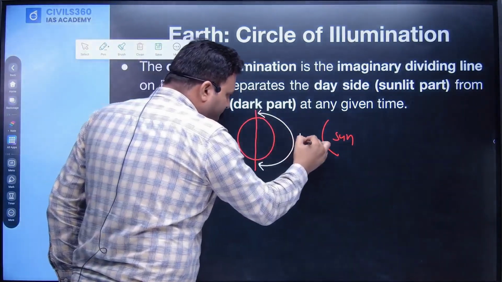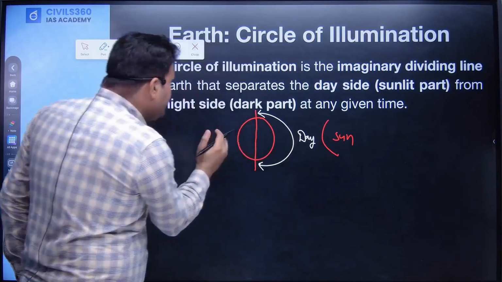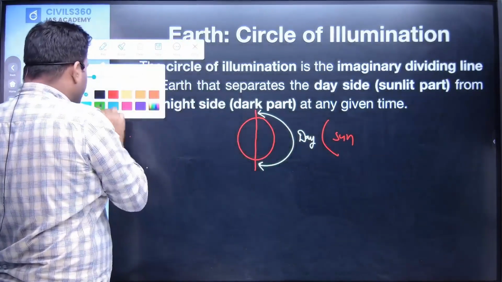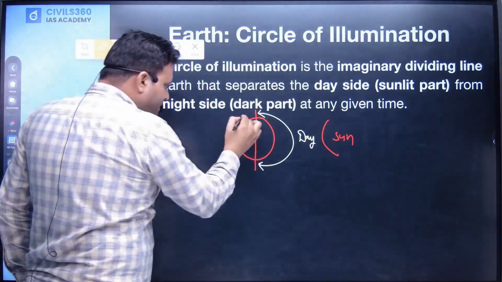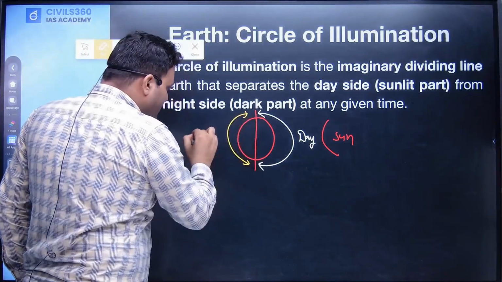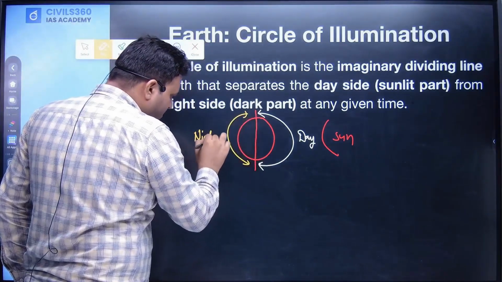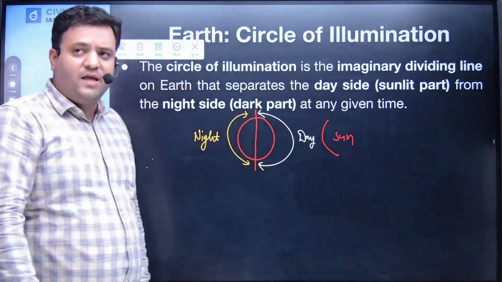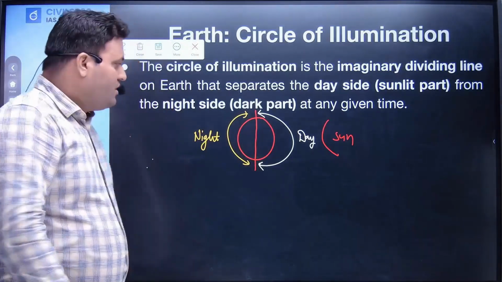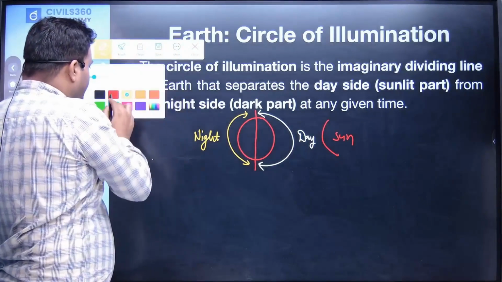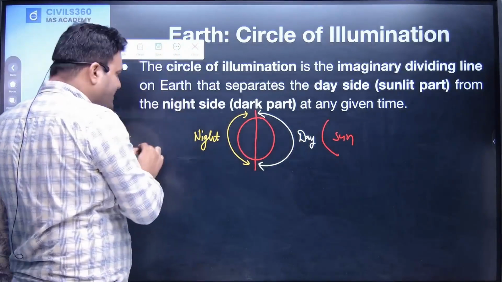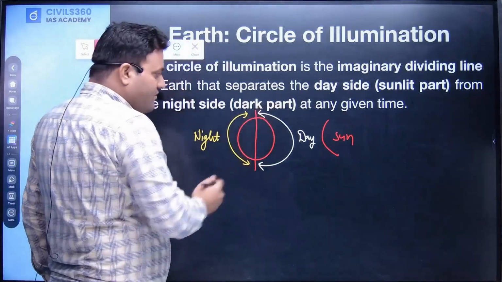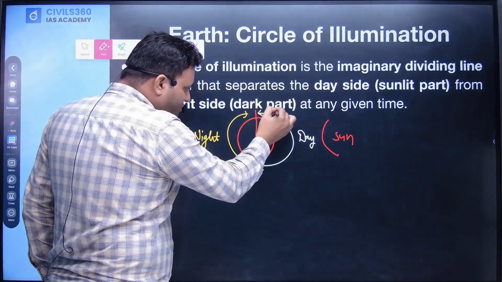So here you will see we have a day part, and the part which is behind, or let's say the opposite side to the sun, here we will have what? Night. It's a clear childhood experiment. I hope you can relate. But there is a catch. What is the catch? The catch is that we have a tilt here.